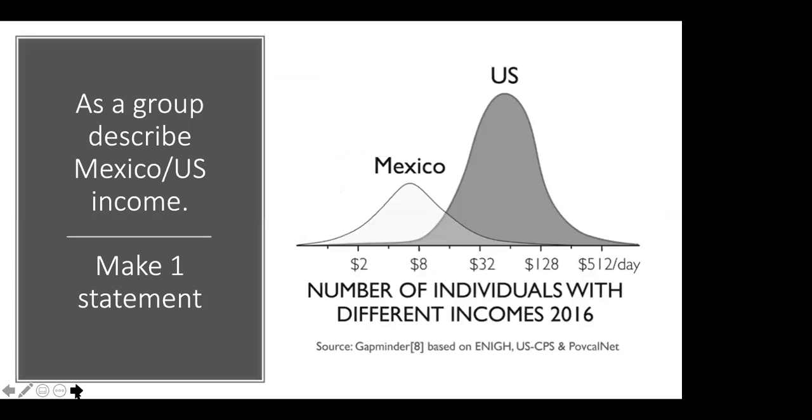As a group described. So this left side is Mexican people, and right side is United States people. Number of individuals with different incomes. So some Mexican people can reach US low salary people. So, next, please.